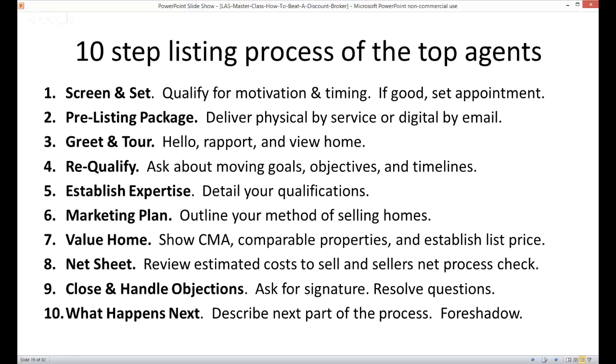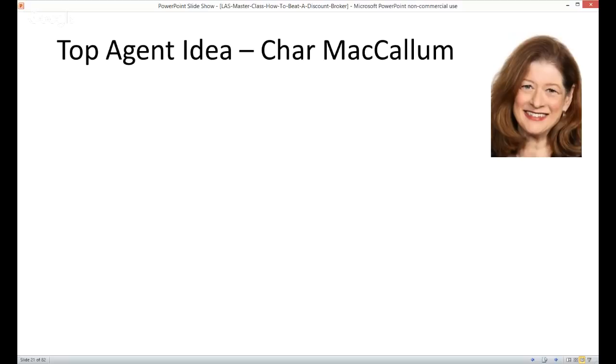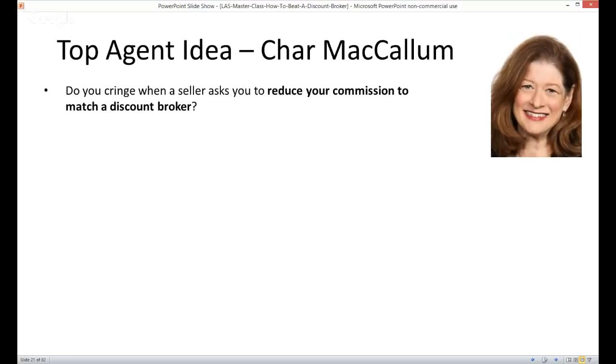And today we're going to focus on number 9. We're going to talk about close and handle objections, ask for signatures, and resolve. And actually, like a lot of these objections, the really smart agents, they handle it early in the process before you're actually sitting at the table trying to get the signature. Now, you may need it then, but they've kind of baked it into the process, and that's what you're going to see here. So let's talk about top agent Shar McCullum. She is a fantastic agent, a wealth of knowledge, and this is what she shared.